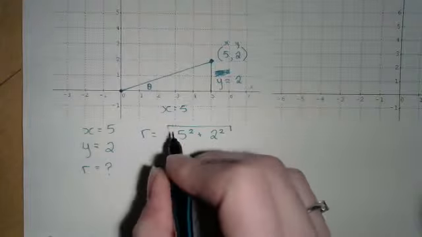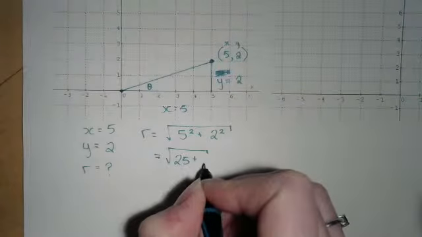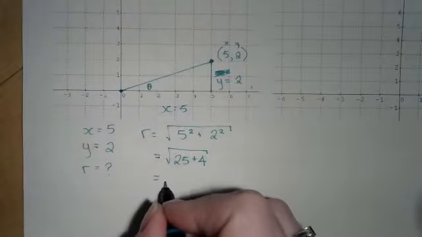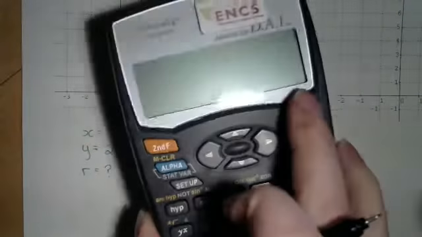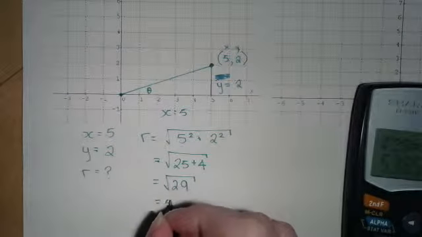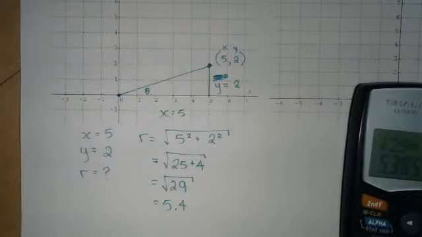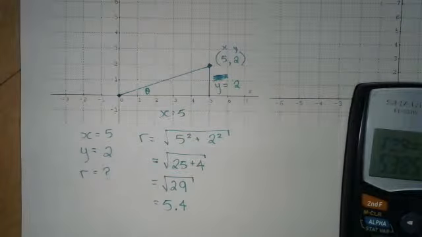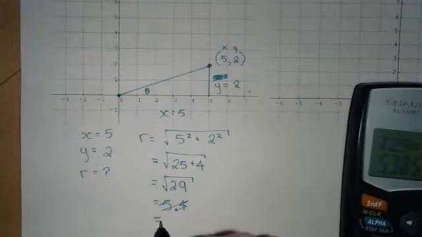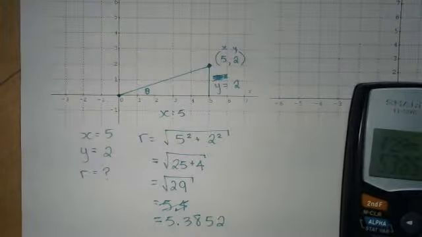So this is the square root of 25 plus 4, which equals the square root of 29. I don't know what the square root of 29 is off the top of my head. The square root of 29 is approximately 5.4. Actually, technically, if we want to be more accurate, since we have to round our final answer to 4 decimal places, it makes more sense to keep more decimal places right now, just so that our answer is a little more accurate.